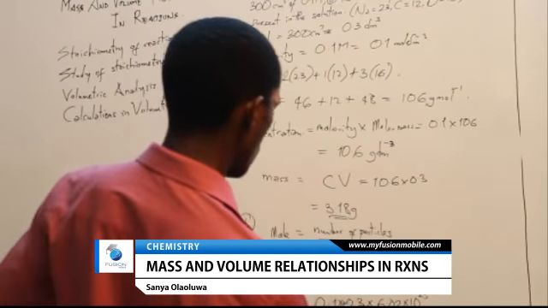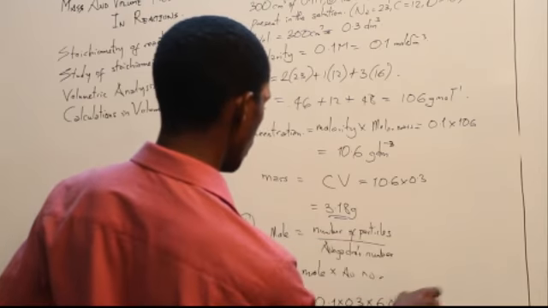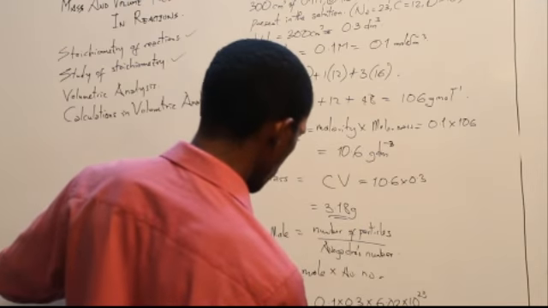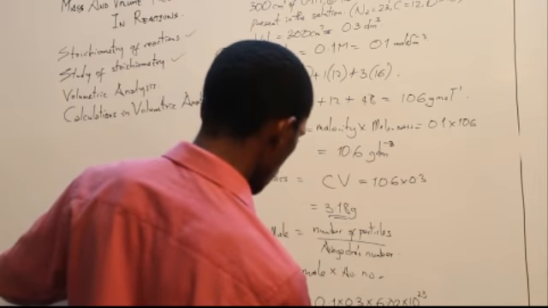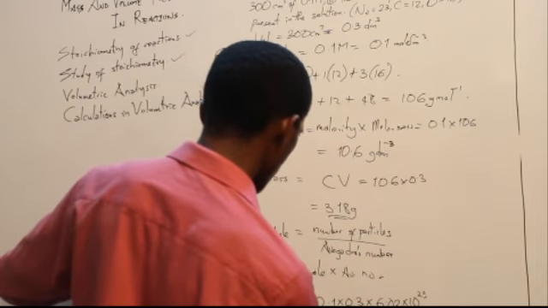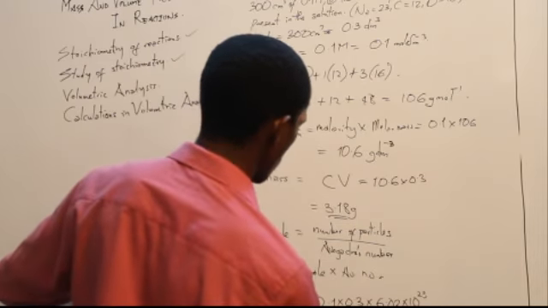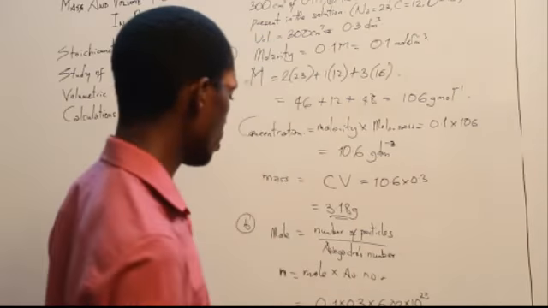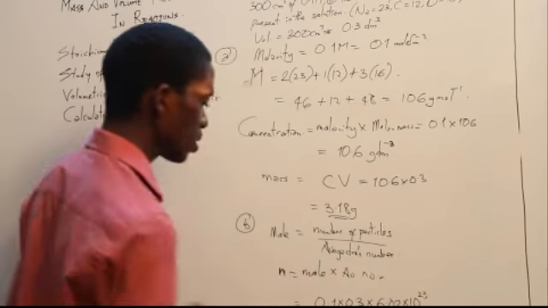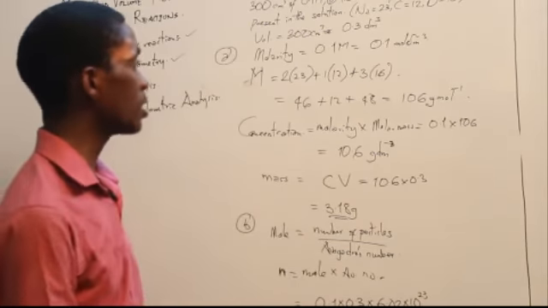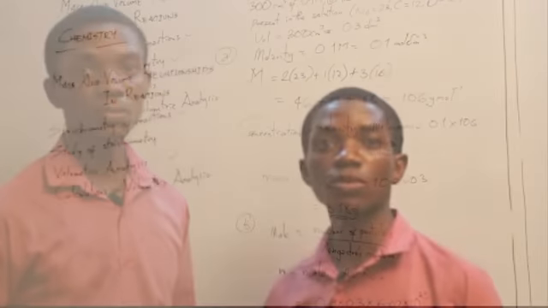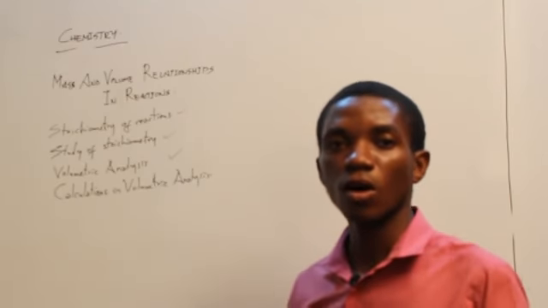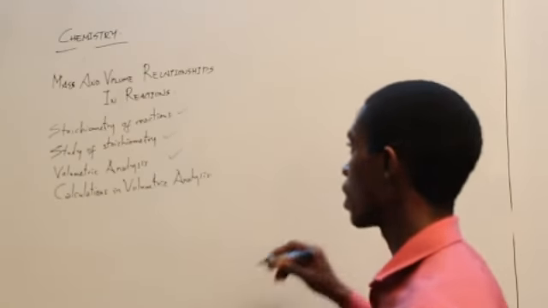Multiplying this, I'll have 1.806 times 10 raised to the power 22 particles. So this is the number of particles that will be present in the substance. That's how we go about the calculations involving volumetric analysis. All we need to bear in mind is the formulas to work with.